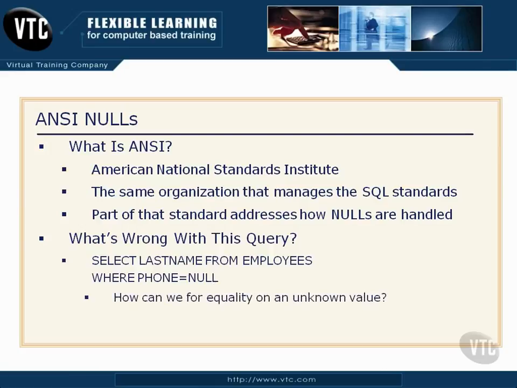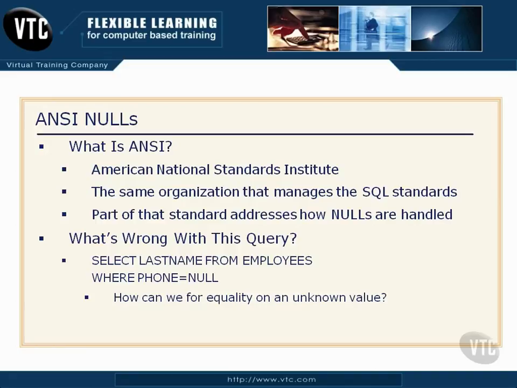Now, how can I check for equality on an unknown value? And let me get a little philosophical here, okay? If I'm saying where phone equals null, that means where the phone field equals an unknown value. I have 2 styrofoam cups in my hand. Picture this, okay? Close your eyes. Focus. Picture this. 2 styrofoam cups, 1 in each hand. I have unknown values in both of these cups. How can I ever know when these cups' values equal each other? Of course, the simple answer is I can't.